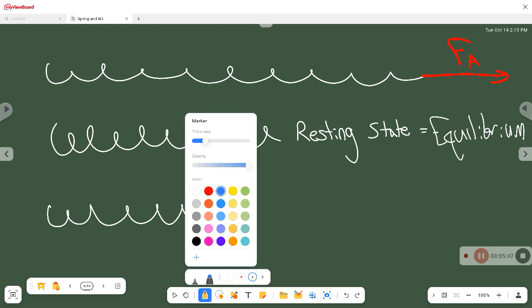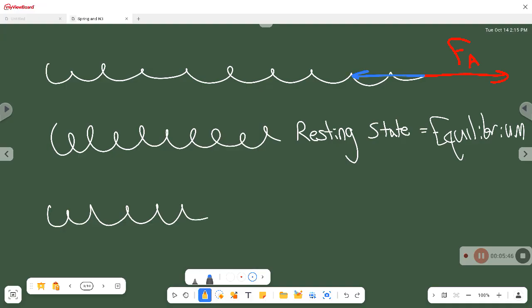Well, the spring wants to go back to its resting state, so the spring force will point to the left. I'm going to label that as a negative force because it's pointing to the left. That'll come up in a second here. Down here on the bottom image, the spring is being compressed by some applied force. So the spring force is going to point to the right, back to its equilibrium.